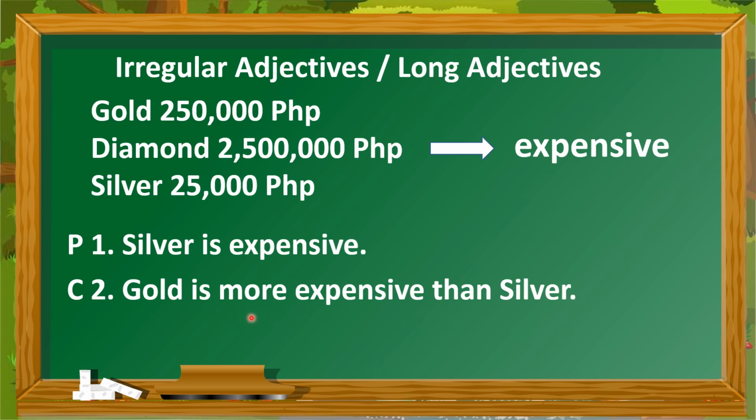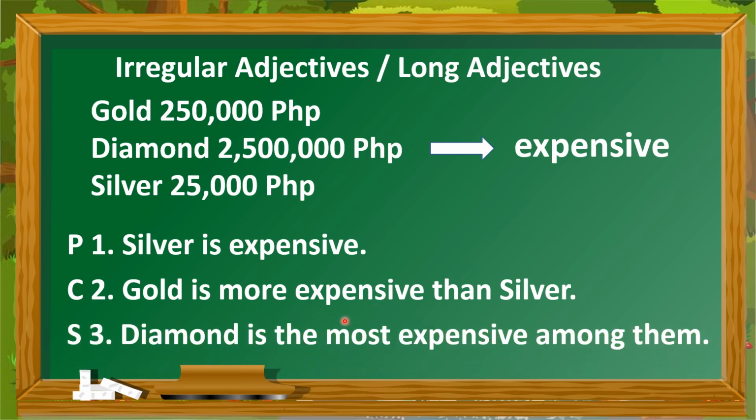We are using more expensive. We've added more before the adjective expensive. Okay, so last one. Alright, so we are comparing diamond to gold and silver already. So among them, diamond is the most expensive. So the most expensive in here is under superlative degree. We've added most before the adjective expensive. Okay, so let's try another one.